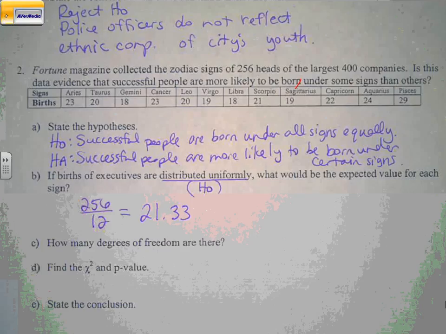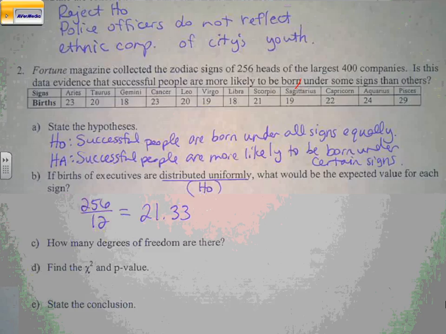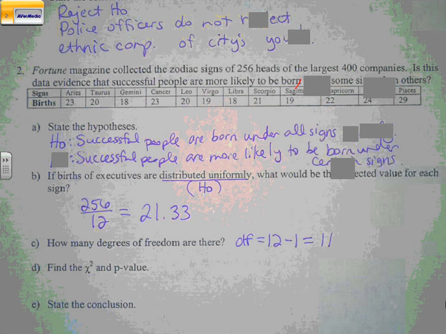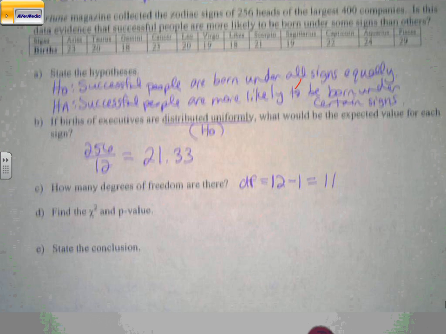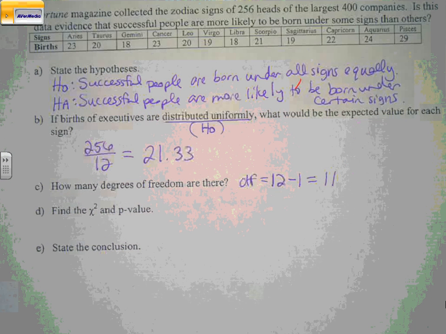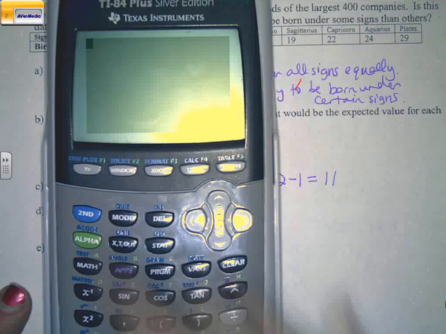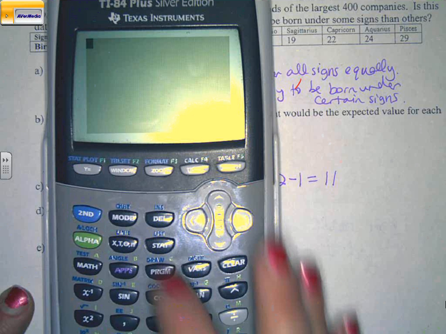Okay, how many degrees of freedom? 11. Good. It's just n minus 1. So there were 12 categories, subtract 1, and it's 11. Okay, so let's try again to do the test, find the chi-squared and the p-value. It's going to be a lot easier this time. The numbers are a lot smaller.